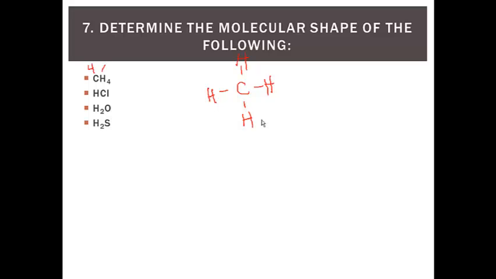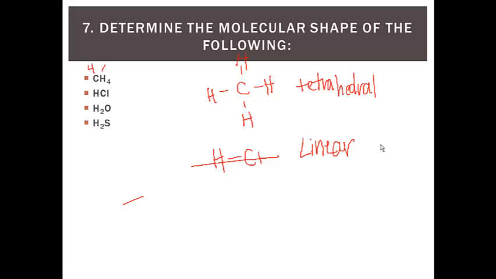And if we were to put this into 3 dimensions, this would be tetrahedral. Okay, HCl, I've only got 2 atoms, right? The only way to connect 2 points is with a line, so this is linear. So anytime you have 2 atoms, doesn't matter what they are, NaCl, hydrogen, oxygen, any of the diatomics, those are all going to be linear because there's only 2 atoms.